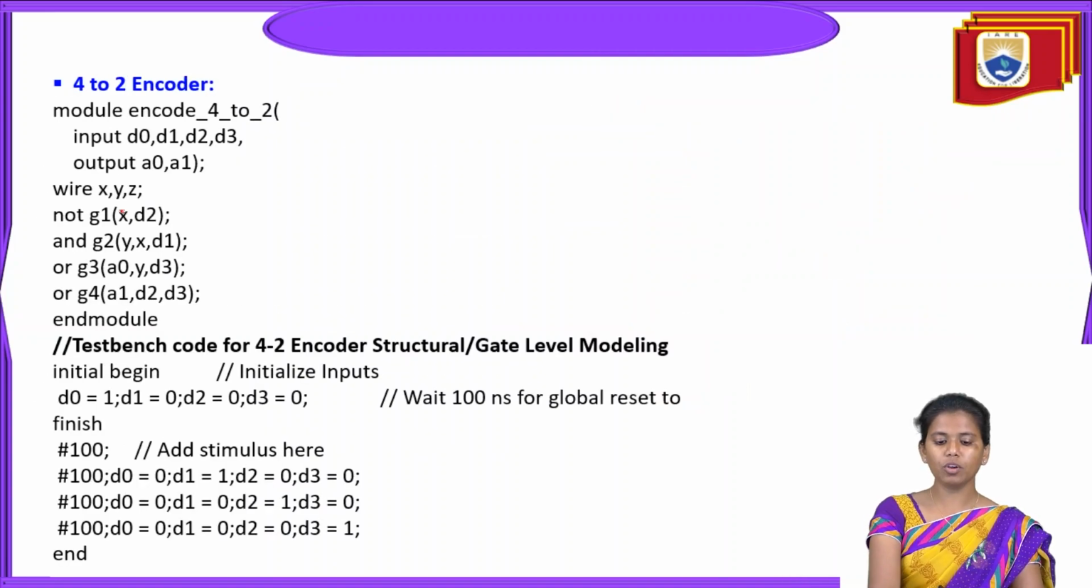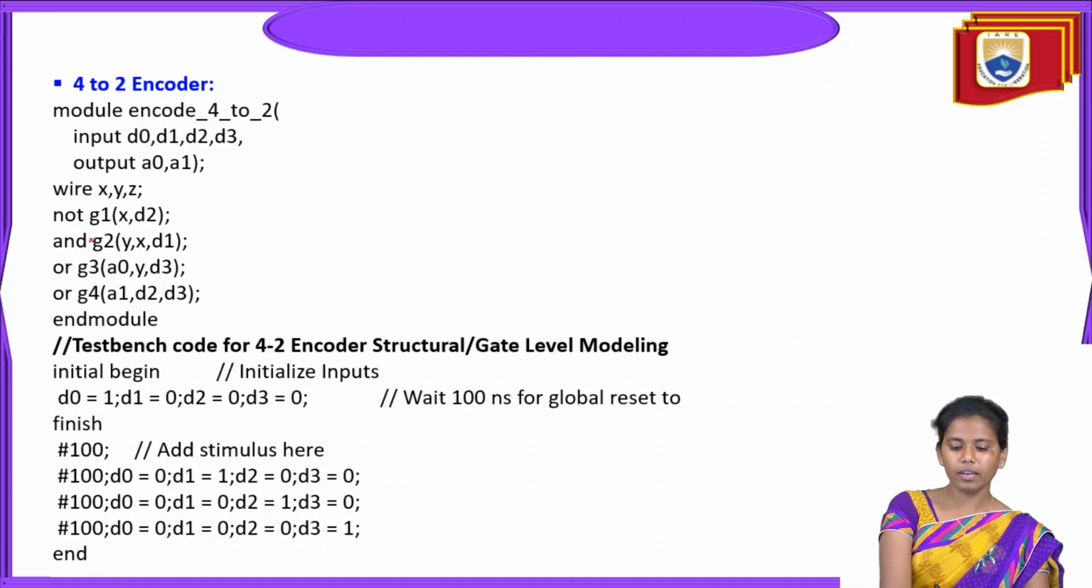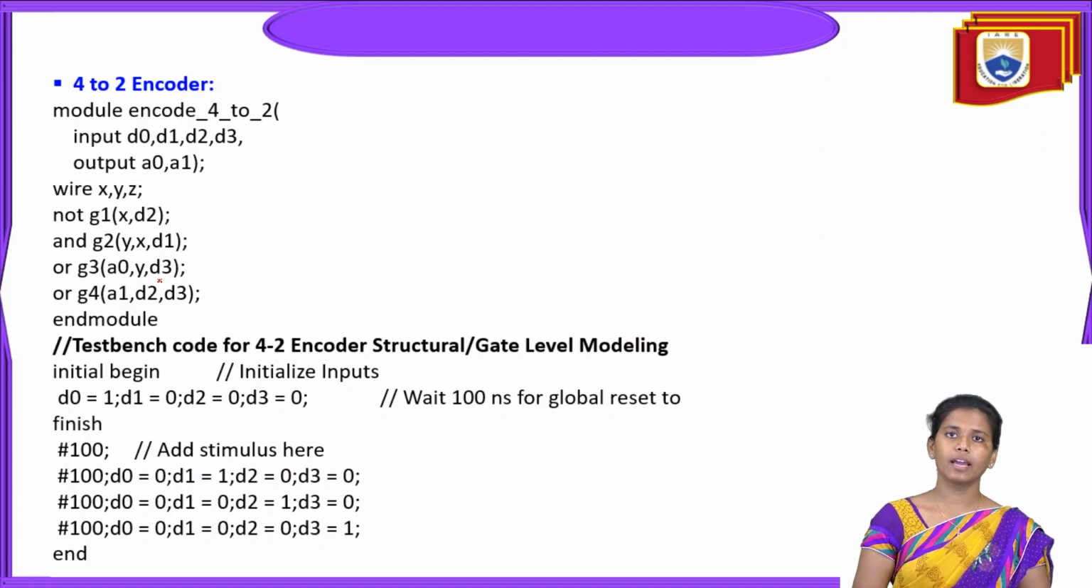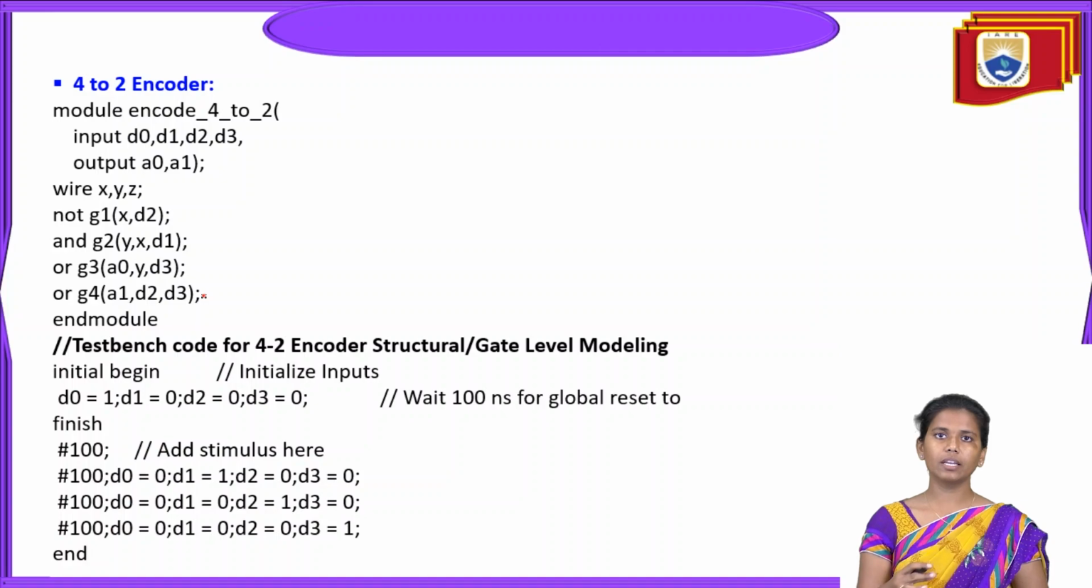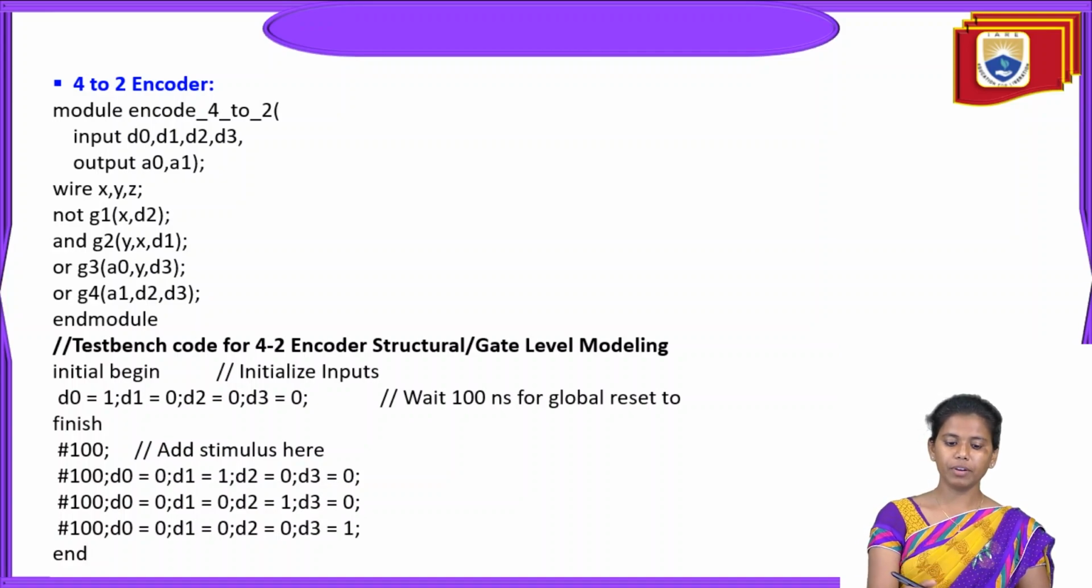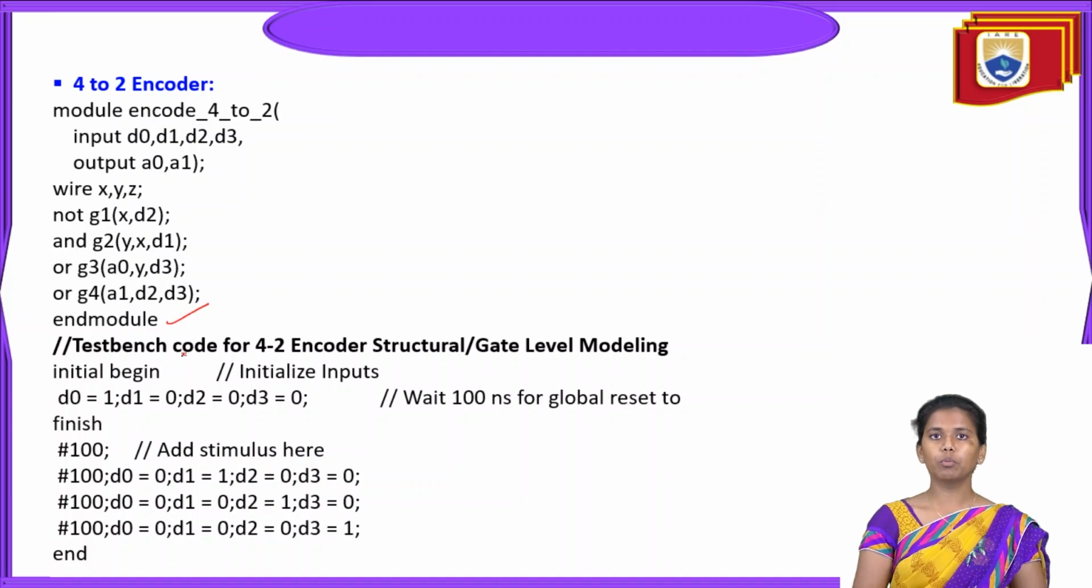For what purpose we are using all these things, we have to mention, or else declaring the gates is mandatory. Now see here, the NOT gate is meant for X and D2, the AND gate is meant for Y, X and D1, and the OR gate is meant for A, Y and D3, and one more OR gate is meant for A1, D2 and D3. After declaring all the gates with respect to the connectors, finally we end up with the keyword endmodule.